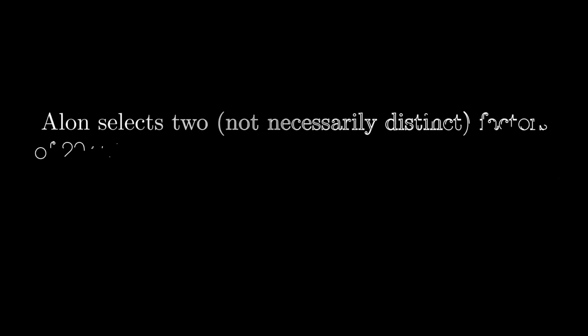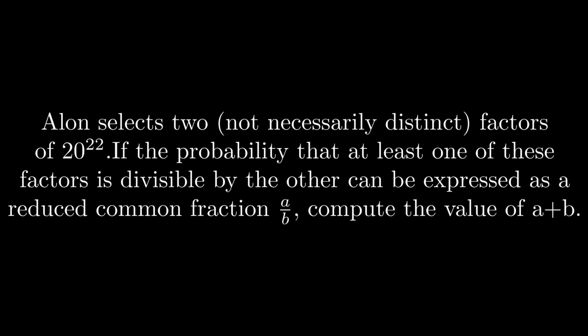For our final pressure round question, we'll talk about the first one from the second part. In this problem, Alan uniformly selects two not necessarily distinct factors of 20 to the 22nd power. If the probability that at least one of these factors is divisible by the other can be expressed as a reduced common fraction, a over b, compute the value of a plus b.